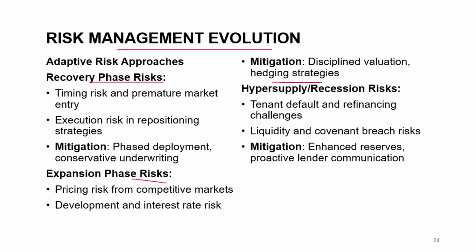And then hyper supply or recession risk. At this time, tenant default and refinancing will be challenging. There will be a possibility of liquidity and covenant breach risk. And mitigation during this period will be enhanced reserves and proactive lender communication. So that is how you can sail through these difficult times.